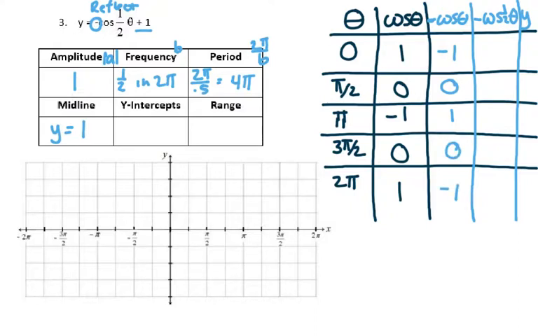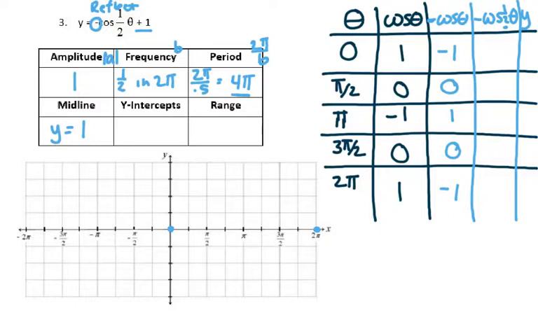Now the next part that I have to take into consideration here is going to be this 1/2, that b value. So when I think about how that's going to be shifting my 5 key points here, it's really just going to be stretching and spreading them out. So initially our graph was being completed from 0 to 2 pi. However, now it's going to take from 0 to 4 pi for that full graph to be created. That's what our period told us.